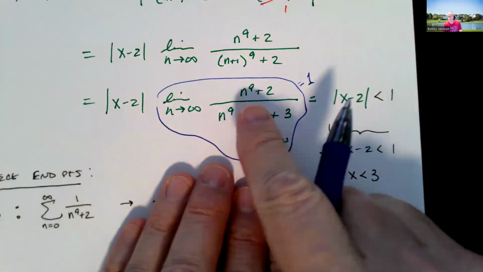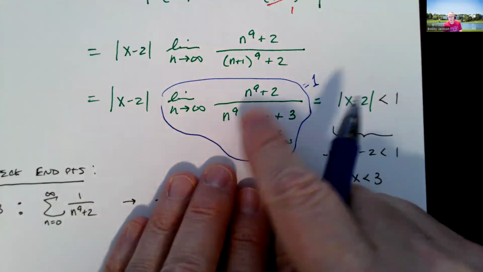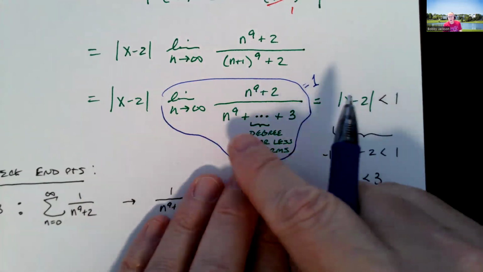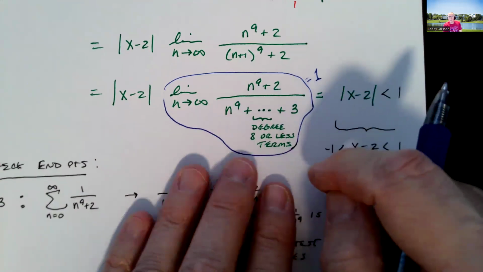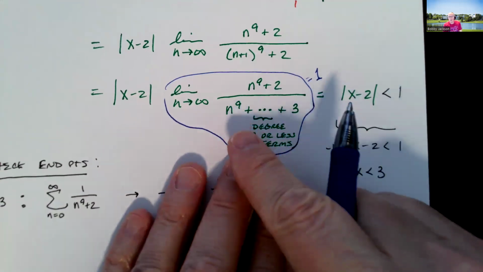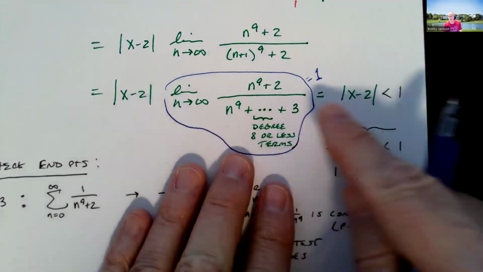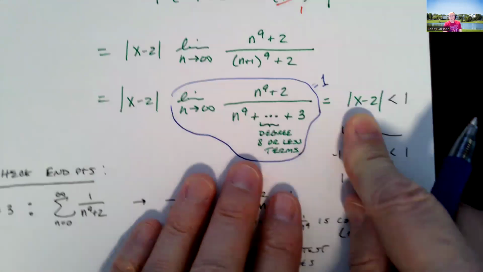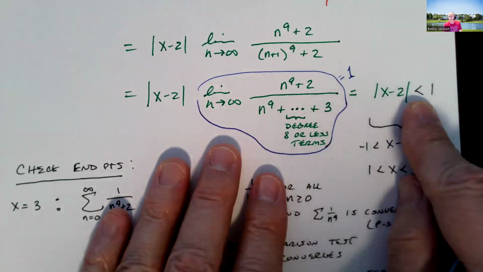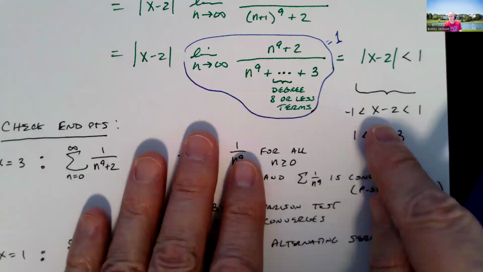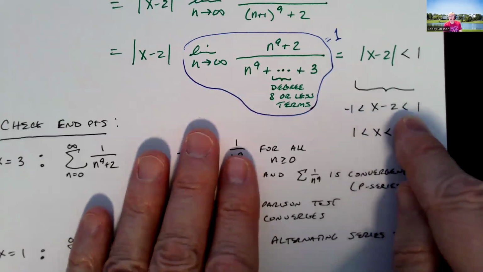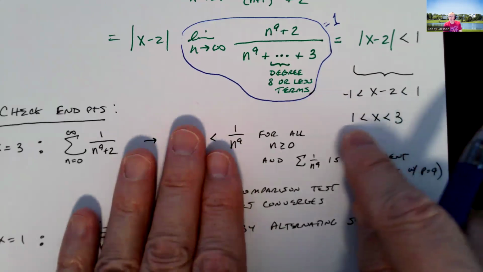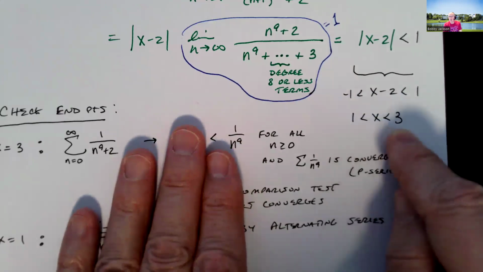You could, of course, use L'Hopital's rule several times, and you would get 1, but we're not going to go through all the details. Hopefully that makes sense. So the bottom line is this limit is just the absolute value of x minus 2. Remember the ratio test: in order for the series to be absolutely convergent, this must be less than 1, which forces x minus 2 to be between negative 1 and 1, which, adding 2, means that x is between 1 and 3. So it's absolutely convergent for all values between 1 and 3.